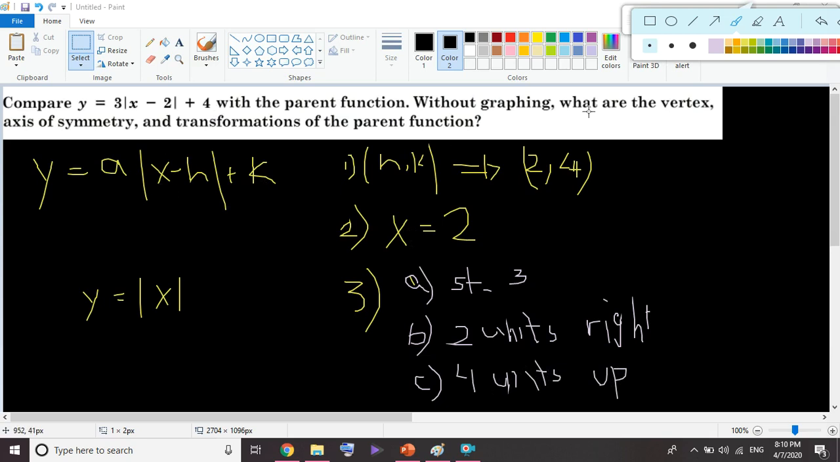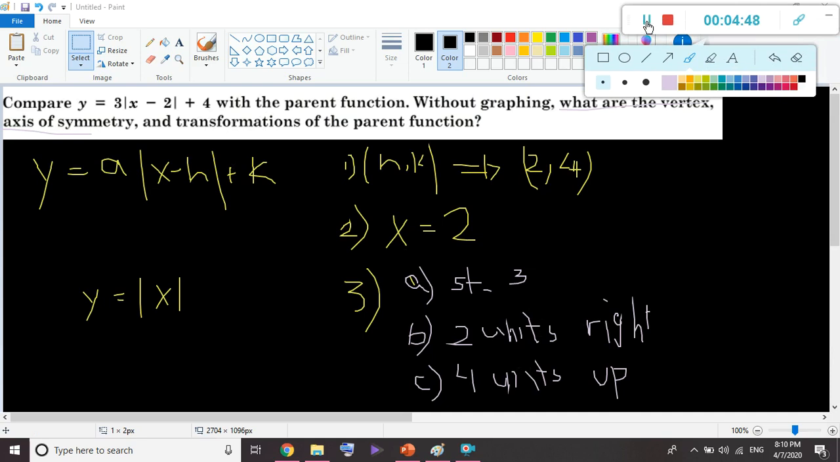So first of all we found the vertex, and then we found the axis of symmetry, x equals 2, and then they asked for the transformation. We said 3 is a vertical stretch with a factor of 3, and here minus 2 means 2 units to the right, and 4 units upwards. That's it for this question.